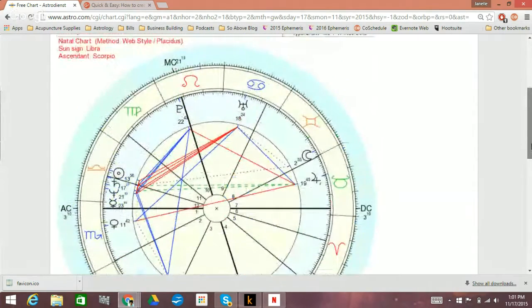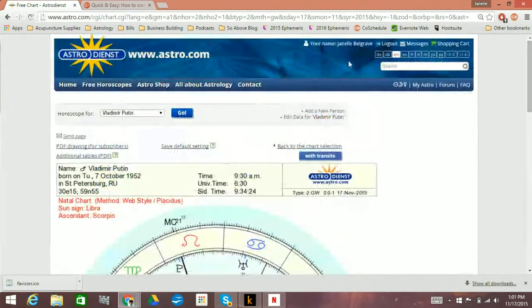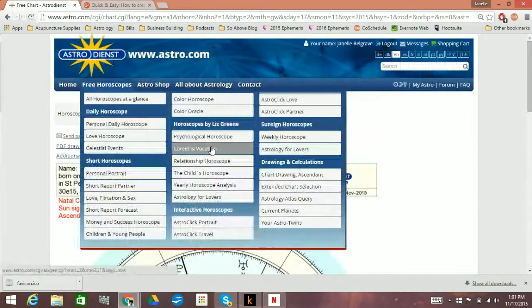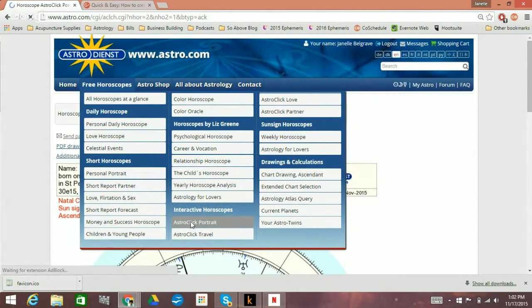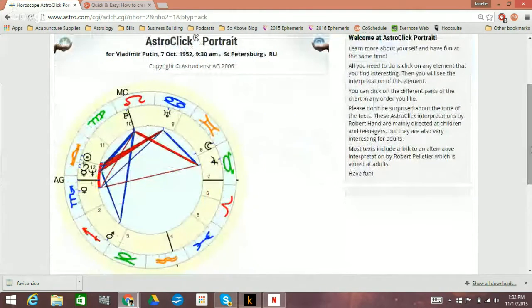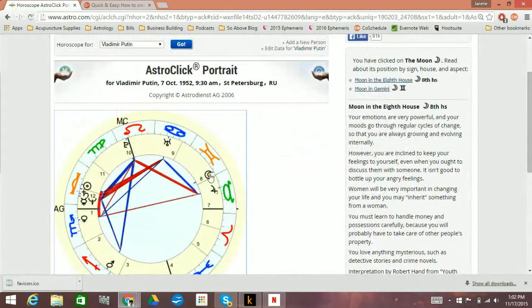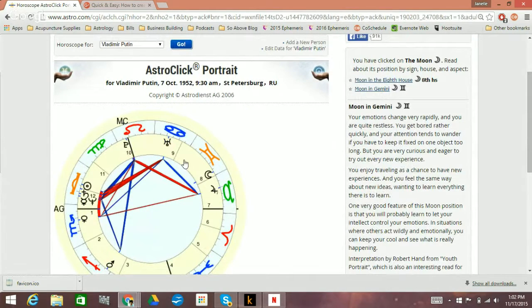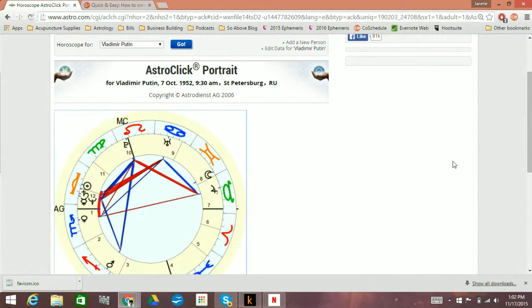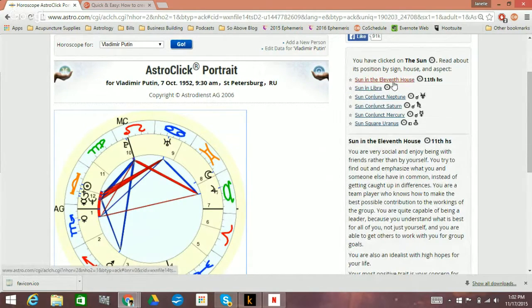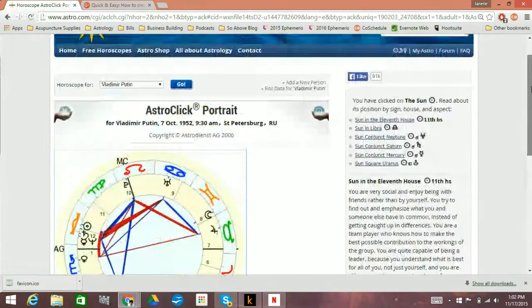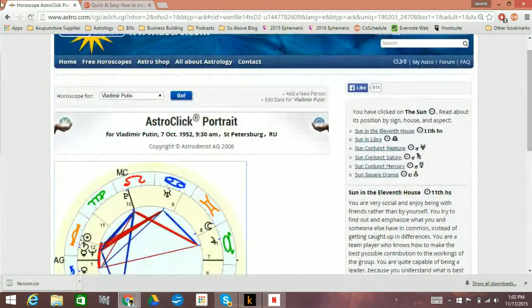This is why Astro.com is a great resource, because you can actually go to the other part of this website. Let's see, they have interactive horoscopes for you to look at. So they can help you to look at your chart. They'll break it down for you. See, moon in the 8th house. Moon in Gemini. We have Sun with all the aspects in 11th house in Libra. So this is just a great way to start to help you get acquainted with your chart or anyone else's chart.